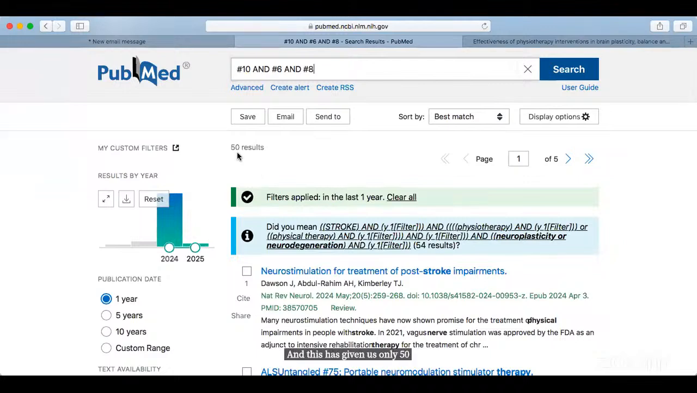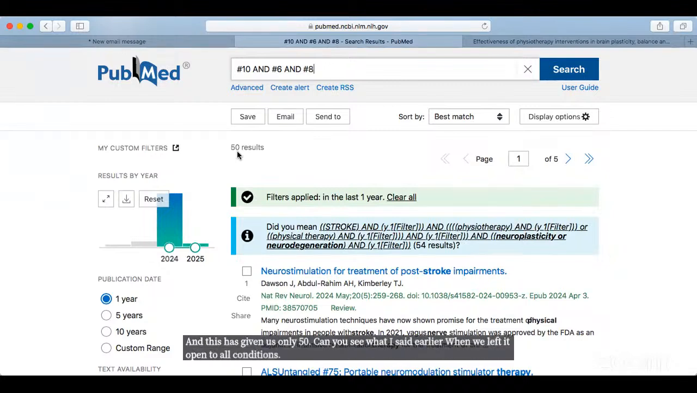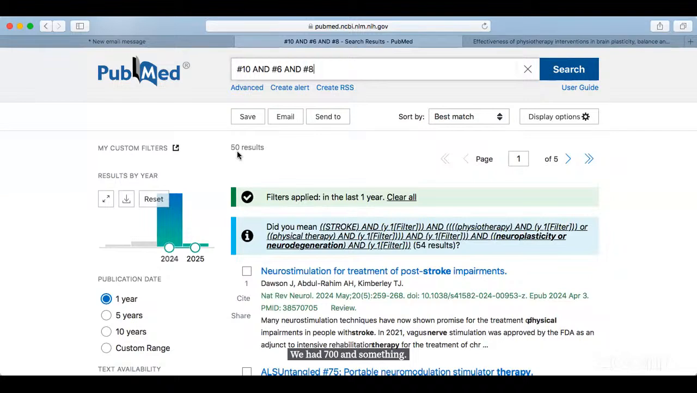Can you see what I said earlier? When we left it open to all conditions, we had 700 and something. But now we narrowed it down to only stroke. It's giving us only 50. Because we now have a search strategy that is purposeful, that has those 3 parts of a question, and that are relevant to one patient or one condition, we're having something manageable.